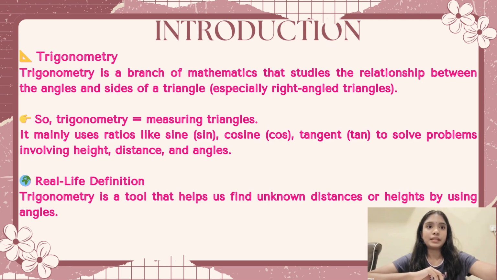Trigonometry is a branch of mathematics that studies the relationship between the angle and the side of a triangle, especially right angle triangle. So trigonometry is about measuring triangles. It mainly uses ratios like sine, cosine and tangent to solve problems involving height, distance and angle. In real life definition, trigonometry is a tool that helps us find unknown distance or height by using angles.